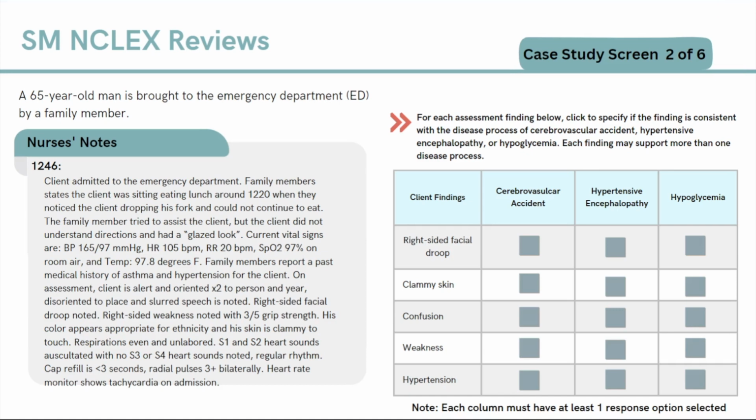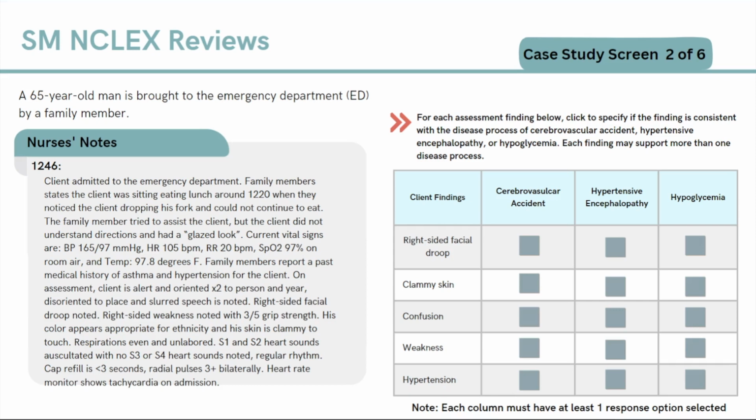Moving on to our next screen of this case study, question 2 of 6. Let's take a look at this next question, which is a matrix multiple response style question. This will be presented in a grid or a table, as some of the assessment findings can be pertinent for more than one condition, since this is a multiple response. So, for each client finding below, click to specify if the finding is consistent with the disease process of a cerebrovascular accident, hypertensive encephalopathy, or hypoglycemia.